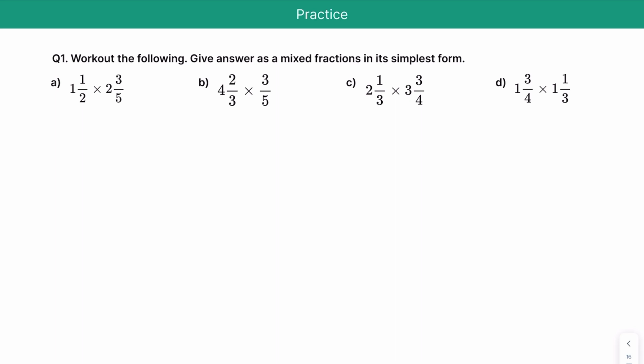And here's some questions you had to go at. Press pause and have a go. Here are the answers, mark your work.